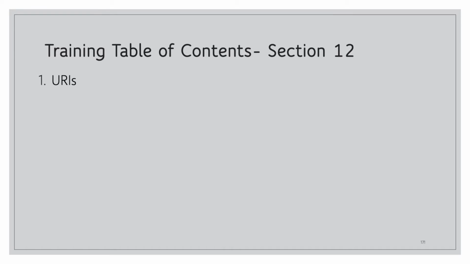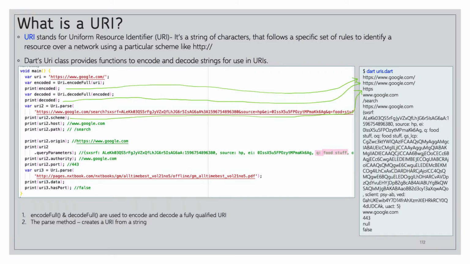Let's jump right in. So what is a URI? You might have heard of URL. What's URI? URI stands for Uniform Resource Identifier. It's a string of characters that follows a specific set of rules to identify a resource over a network using what we call a particular scheme, like HTTP, for instance, or FTP, or HTTPS.